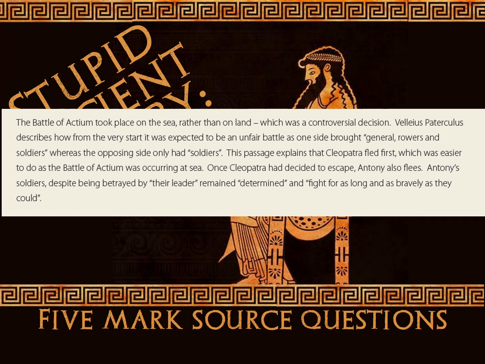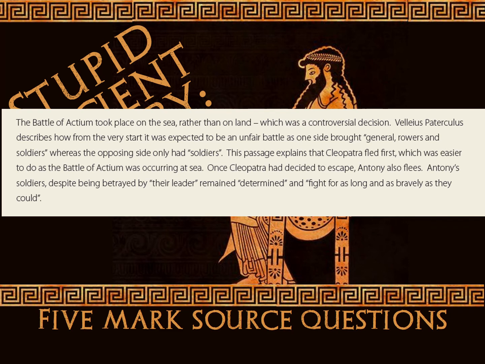So again, here's a sample answer from the OCR sample answers. Again, it seems relatively brief, but it does the key things. It gets straight to the point, points out that the Battle of Actium was on sea, and it then goes on to develop this. We've got some nice quotes where we're talking about the discrepancy between the 2 sides. One side had everything it needed, the other only had soldiers. And then it again looks at the leadership of Antony and Cleopatra.